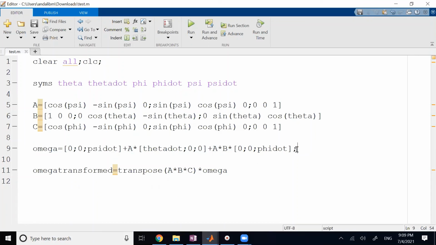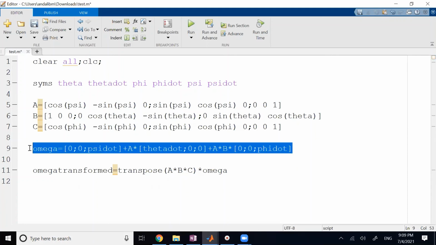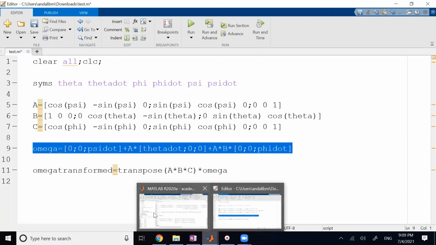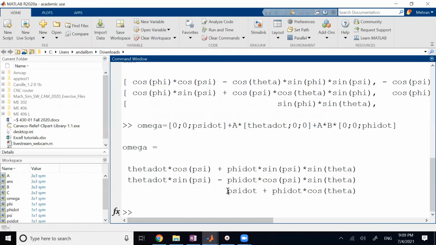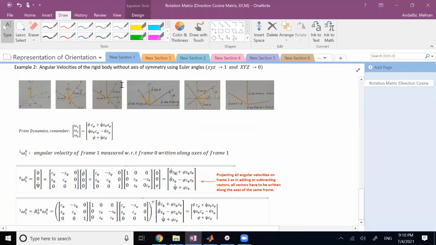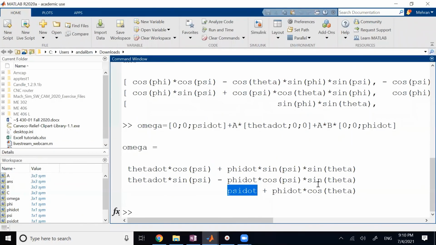Okay, and let me show you the result of that. So that's all it is. I multiply it and then I get my result. If you look at the last element, it's psi dot plus phi dot cosine theta. That's what you see here, psi dot plus phi dot cosine theta. So you get these three elements here, as you can clearly see.